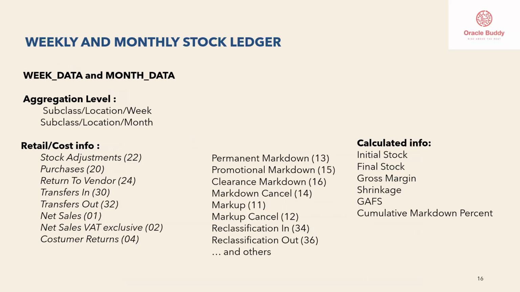Similarly, weekly and monthly stock ledger, week data and month data, are the tables. Aggregation for week data is subclass location week, and for month data it is subclass location month. So all these retail and cost info and codes are calculated during this rollup. Calculated info will have initial stock, final stock, gross margin, shrinkage, gaps, cumulative markdown percent.